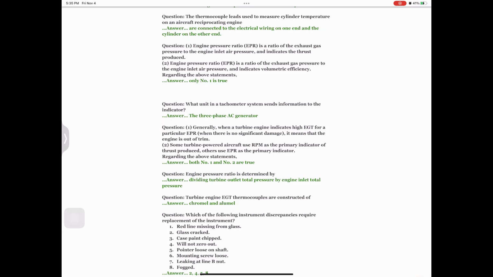Question: 1. Engine pressure ratio, EPR, is a ratio of the exhaust gas pressure to the engine inlet air pressure, and indicates the thrust produced. 2. Engine pressure ratio, EPR, is a ratio of the exhaust gas pressure to the engine inlet air pressure, and indicates volumetric efficiency. Regarding the above statements, answer, only number 1 is true.